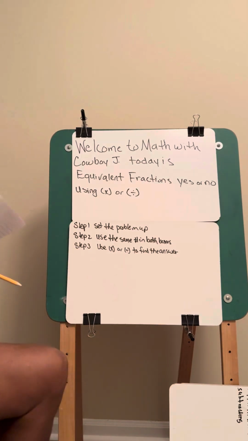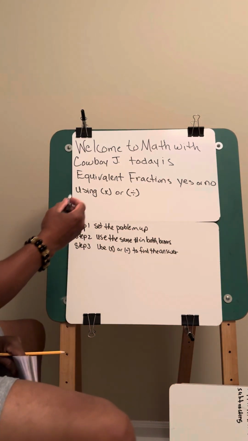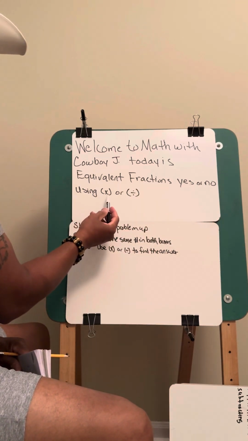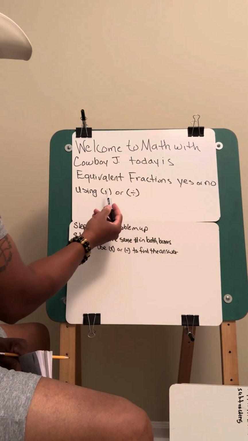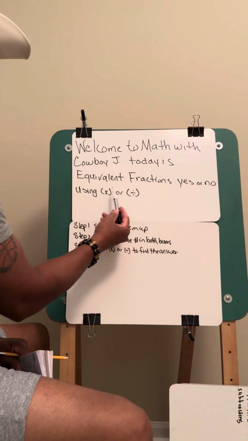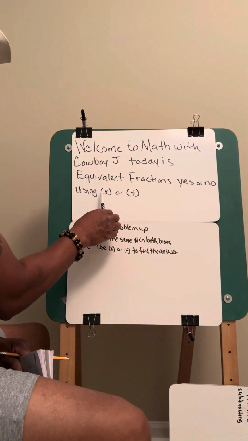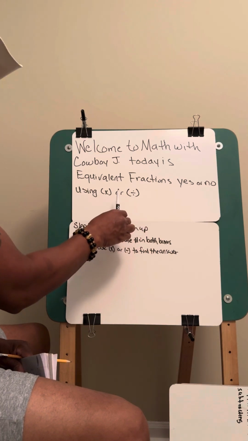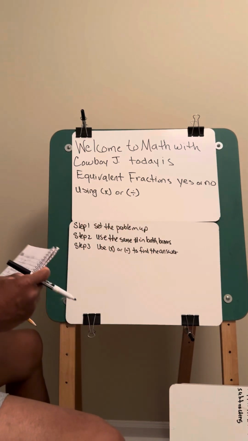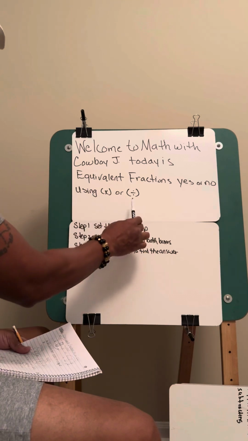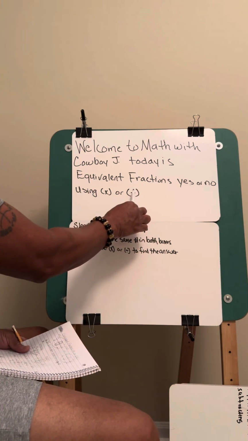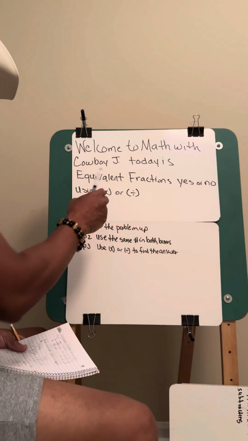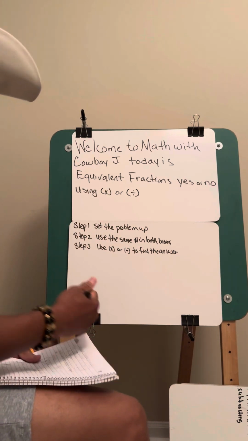Let's get into it. Today is equivalent fraction, yes or no, using multiplication or division. For this, you use the one that you are strong with. If you're strong with multiplication, you can multiply. If you're strong with division, then use division. Some problems may require division and some multiplication. If you have a choice, find the one that works best for you.